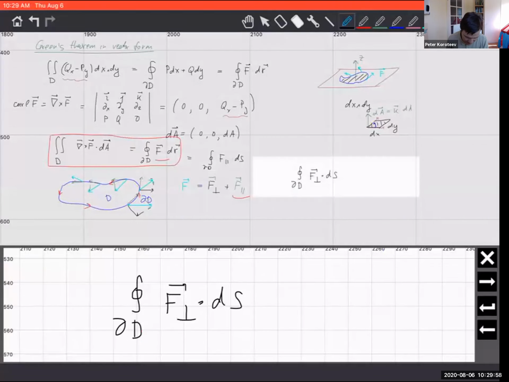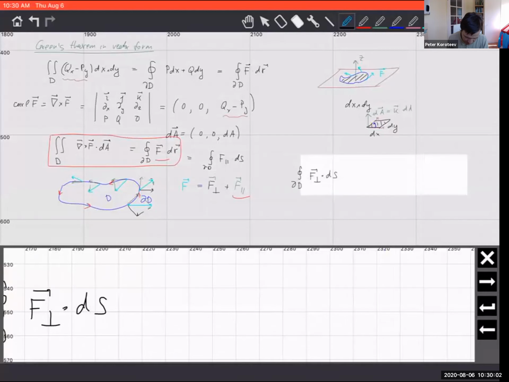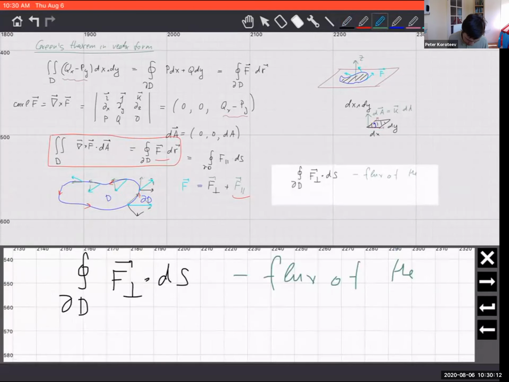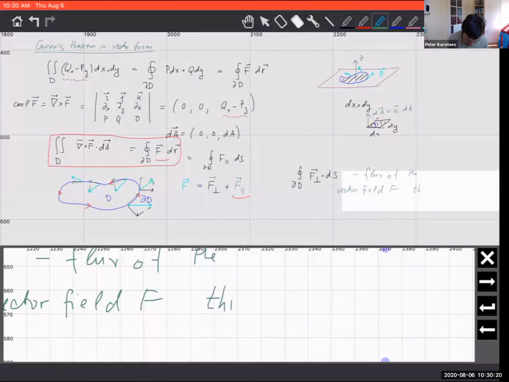Now the physical interpretation of the second integral is the following. It will be related to the flux. It's called the flux of the vector field F through the boundary.